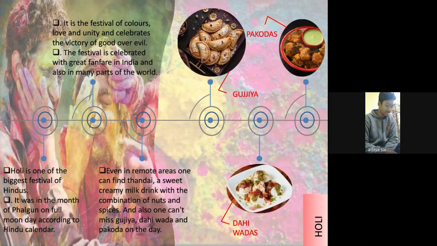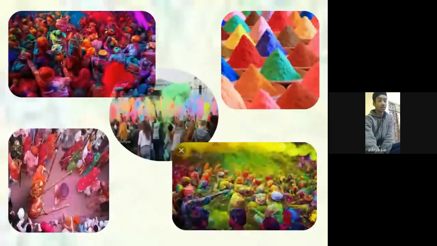After a day of fun and excitement, the evening is spent when people meet friends and relatives and exchange sweets and share the festivities. Although traditional Holi dishes vary from region to region, there are some musts which can be found even in the remote areas of the country. Among them is thandai, a sweet, creamy milk drink. The drink is a combination of different nuts and exotic spices like cardamom, rose petals, and fennel. Also, you can't miss gujia, pakoras, and dahi vadas. Here are some pictures related to the festivals Diwali and Holi.